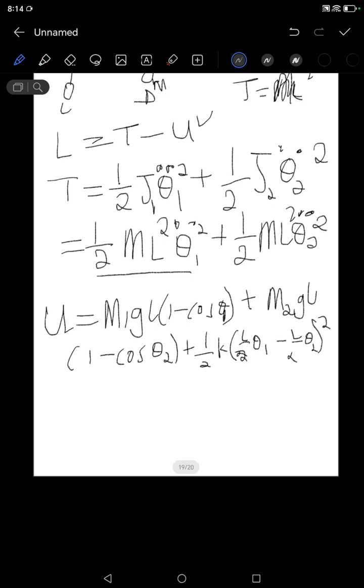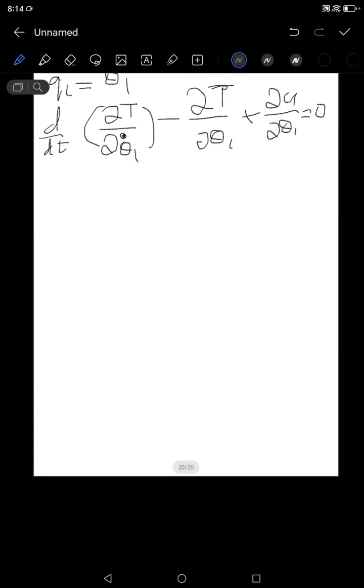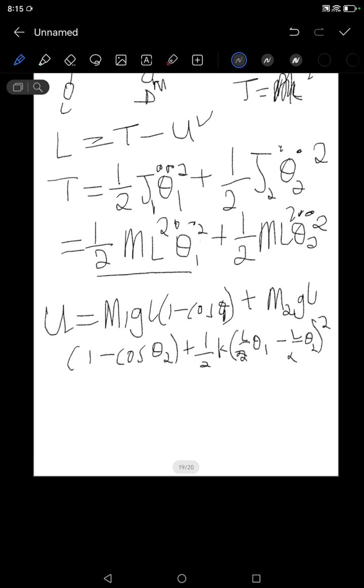The derivative of half ml squared theta dot 1 squared is going to be what? It's going to take this 2 and multiply with half, so we're left with ml squared theta dot 1. Okay, so here we're going to have d over dt into ml squared theta dot 1, like this, minus, and then we go back to our T. On T, do we have a theta 1?